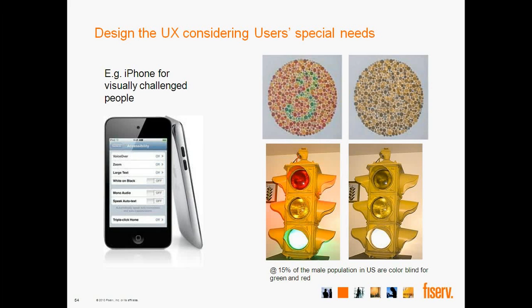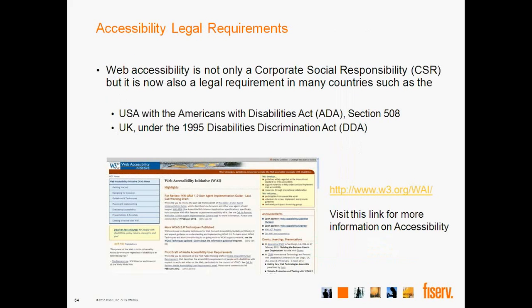So accessibility is a legal requirement. It's not only CSR, corporate social responsibility. It's not social work. In the US, there is Section 508, or in the UK, the DDA, the Disability Discrimination Act. Any public-facing website should consider that it should be accessible by physically or visually impaired people.